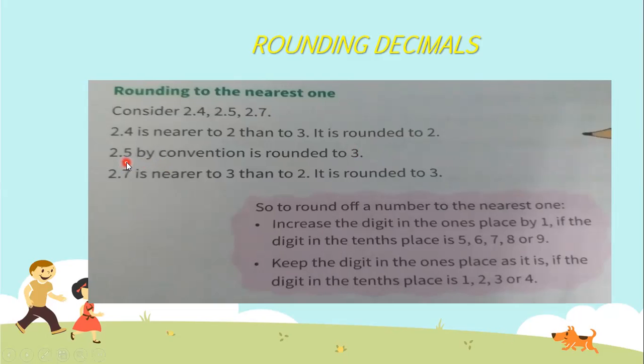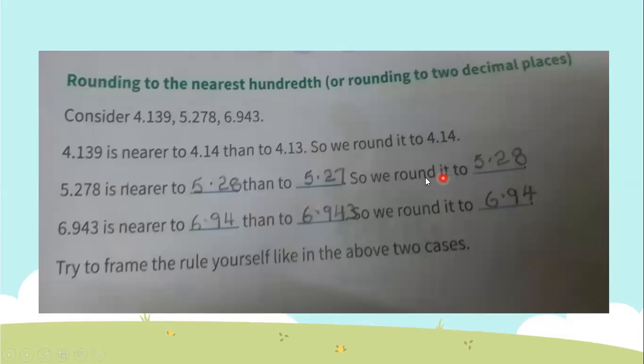Why? Because here 5 is there. So if it is 5 or more than 5, then the previous number will change. Next 2.7. This is also near to 3, because 7 is greater than 5. So this also is rounded up to 3.